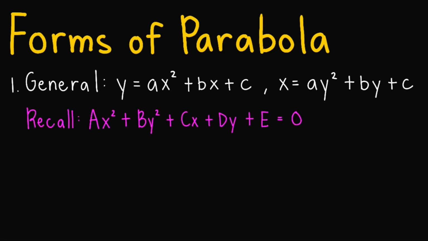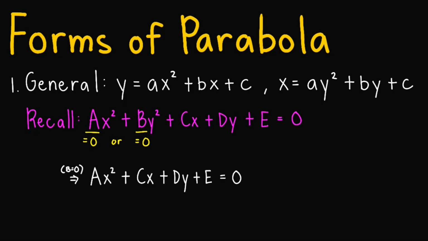Well, recall the standard form of a conic section, and in here we'll have a parabola if either a is equal to 0 or b is equal to 0. Either of the two, but not both 0, since if both of these are 0, then we'll have a linear one. So we suppose the case that b is equal to 0, and you can do the same on your own for the case that a is equal to 0. So if b is equal to 0, then we'll have ax squared plus cx plus dy plus e equals 0.